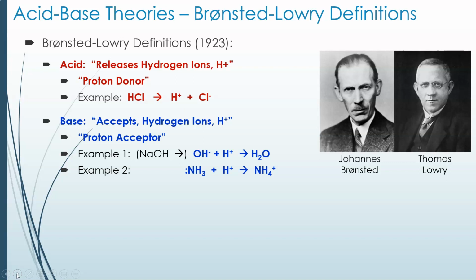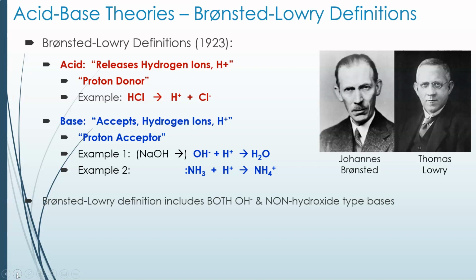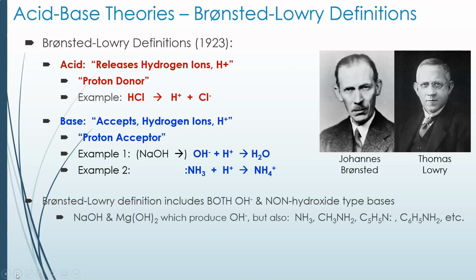It will bind to the proton that might be released in the water or in whatever solvent you have, and will produce ammonium ion, NH4+. So it's ammonia plus an H+, so we add the H, we add the plus, and we get ammonium ion. So the Brønsted-Lowry definition includes both hydroxide type and non-hydroxide type bases. And this was a big change because there were a lot of bases that were known that had no hydroxides on them that needed to be accounted for, and these gentlemen came up with a way of doing that.